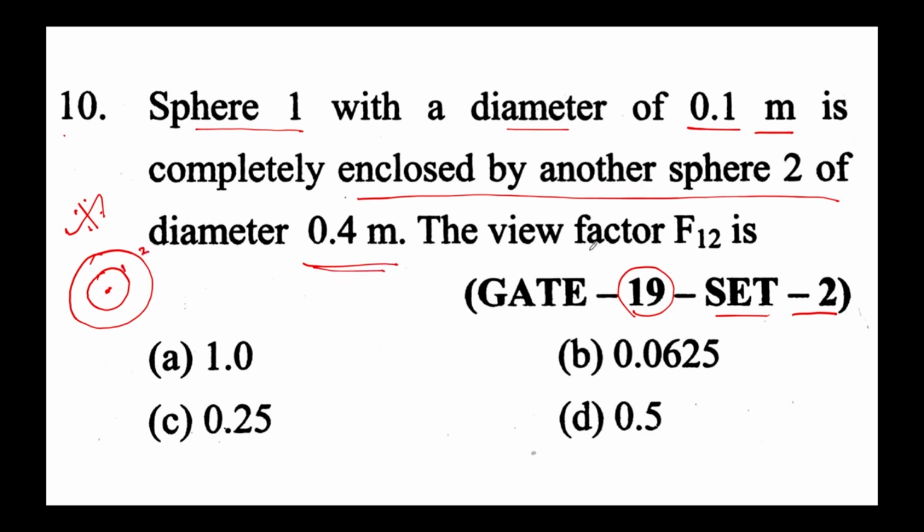So they're asking you to find out the view factor or geometry factor of the first one with respect to the second one, right? So F12 is what they have been asked as a question, and option A is 1, option B is 0.0625, option C it is 0.25, and option D it is 0.5.